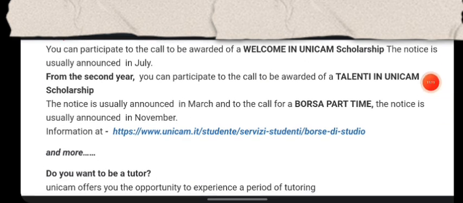And when it comes to this section here, it says the notice is usually announced in March, and for the call for the BOSA part-time, the notice is usually around November.